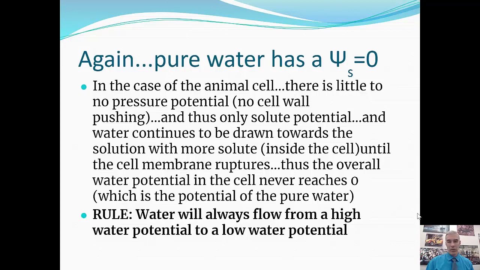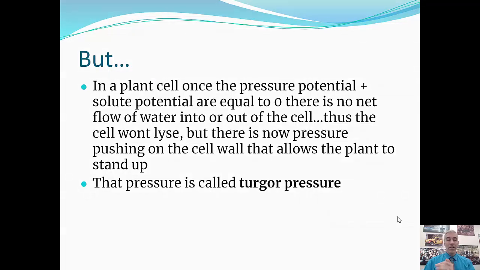So don't get that confused, okay? As I mentioned, in a plant cell, once the pressure potential and the solute potential are equal, there's no net flow of water into or out of the cell anymore, and the cell will not lyse or split. But there's pressure pushing on the cell wall, and we'll call that turgor pressure. Okay, so turgor pressure is what causes the plants to stand up.